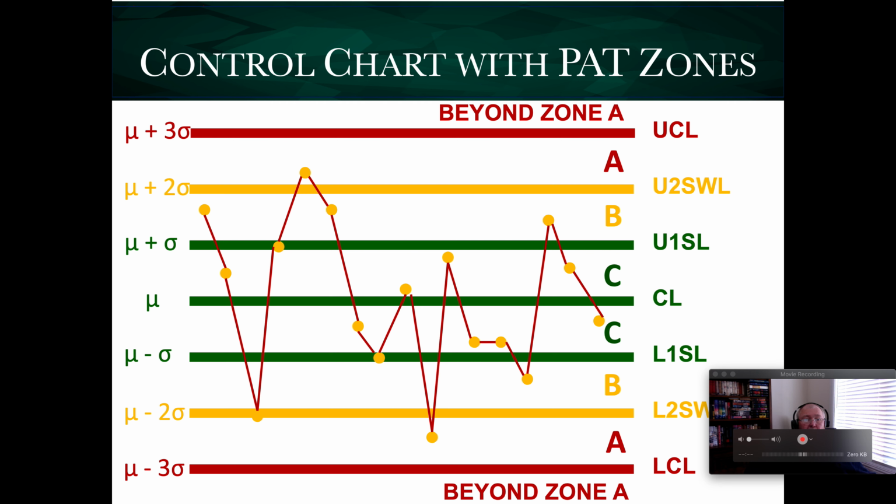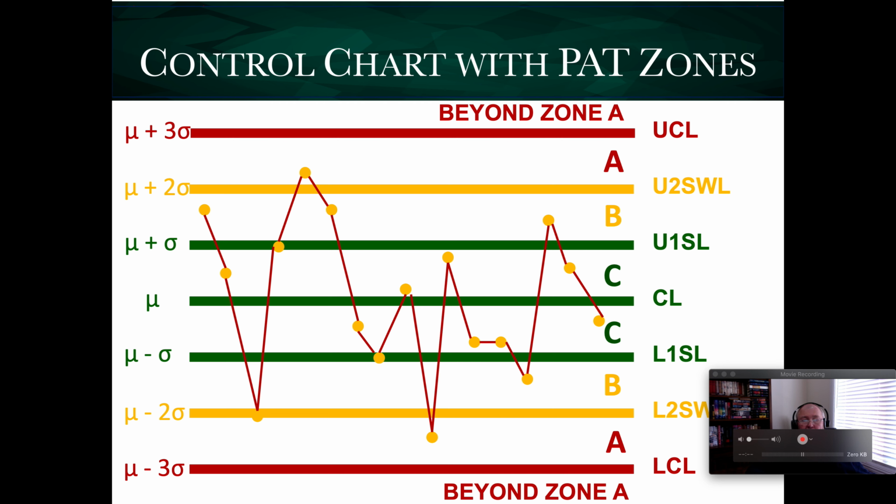I might be tracking the proportion of defects. I might be tracking the range. I might be tracking lots of different things. So these symbols right here, mu and sigma, refer to the mean and the standard deviation of the thing that is being tracked and charted.